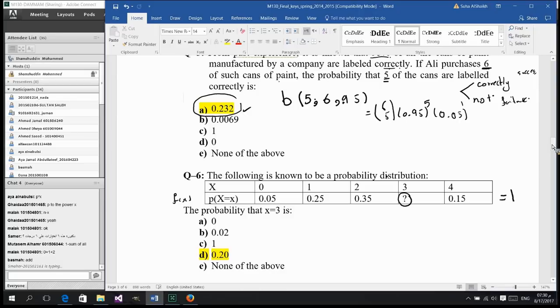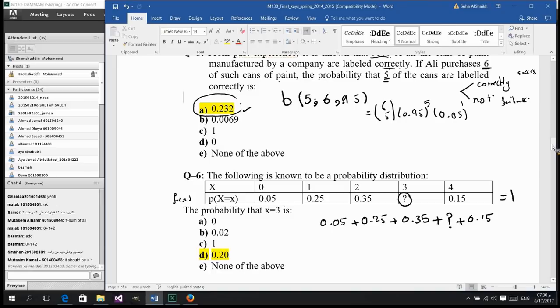Exactly. The sum needs to be 1. So the 0.05 with the 0.25 with the 0.35 with the question mark here with the 0.15 all need to be 1. We add them and subtract from 1, exactly. This will give you the result you are looking for. Add all of them, subtract from 1 to get the result that you are looking for.